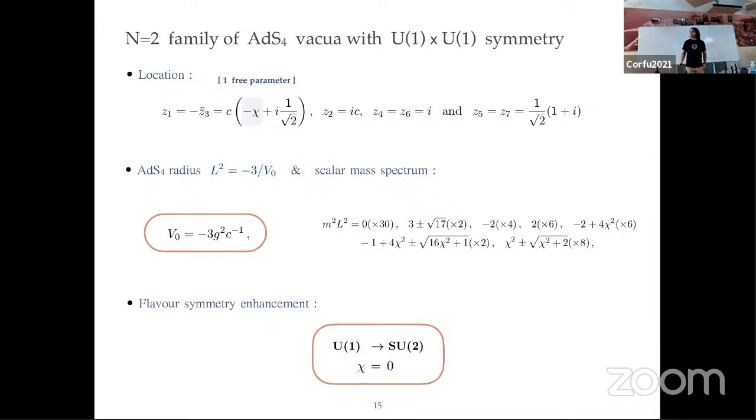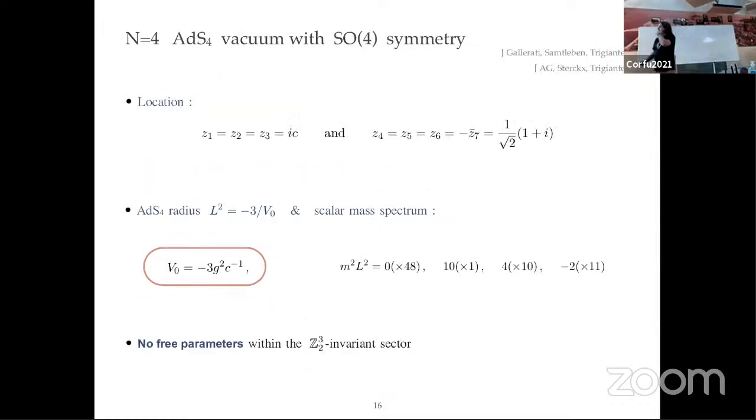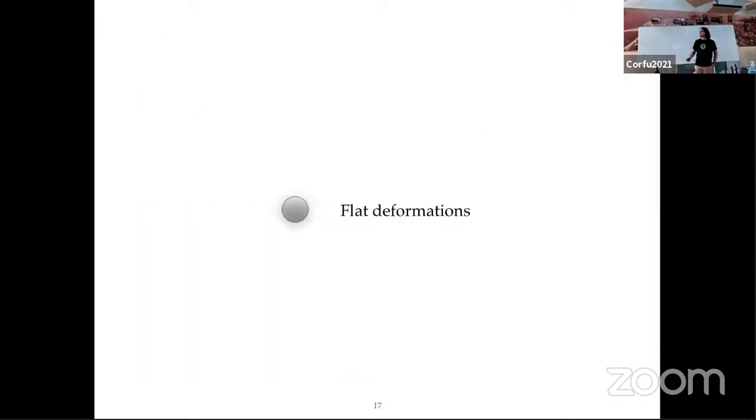And they are marginal deformations because a given family has a potential energy that is always independent of these chi fields. So they parameterize flat directions. If you search finally for the N=4 solution, then you find that this solution is just a single point. So there is no parameter family. This is the value of the energy. And there are no free parameters. But I insist we are looking within the U(1) cubed invariant sector of the theory. I will show later on that it is possible to deform it if you go outside.